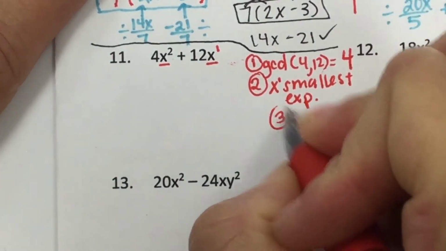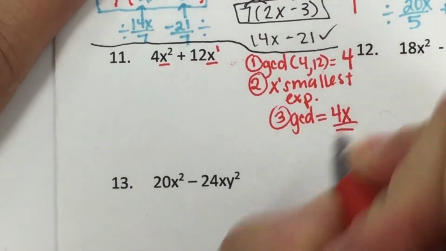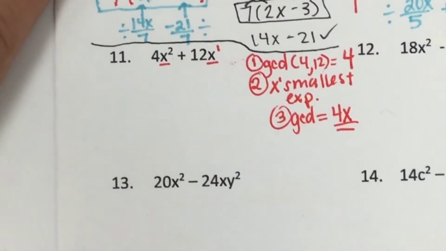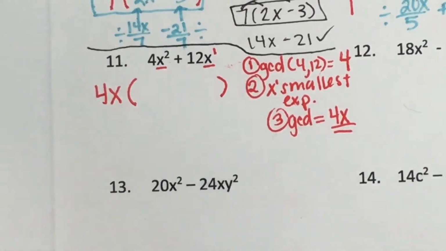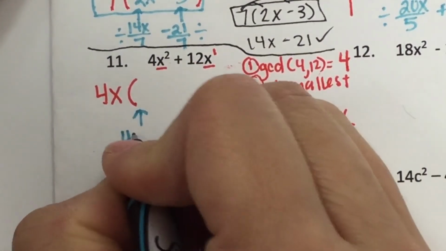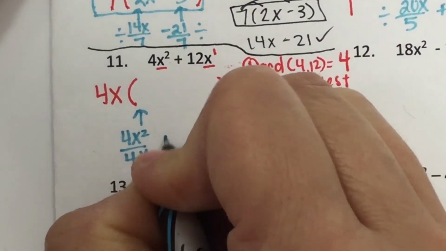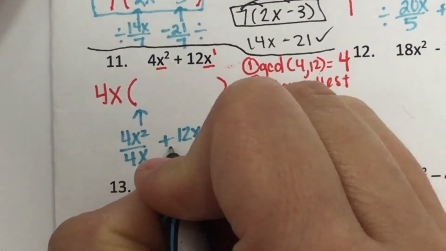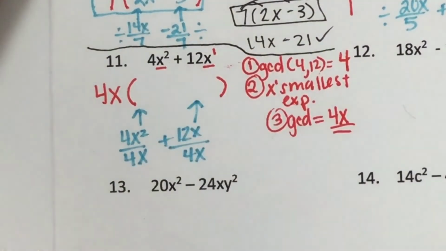So our GCD is 4x. And that will go on the outside of the parentheses. So 4x will be on the outside of the parentheses, and we must figure out what goes inside the parentheses by dividing. So we're going to take the first term, 4x squared, and divide it by 4x. We're going to take a positive 12x and divide it by 4x to find out each individual term.